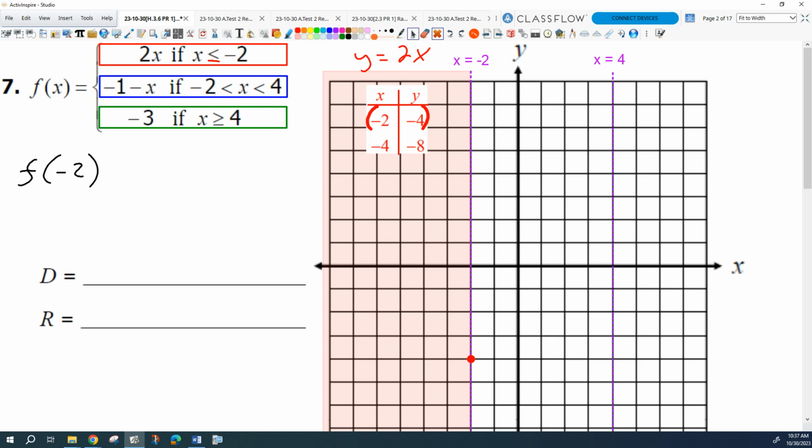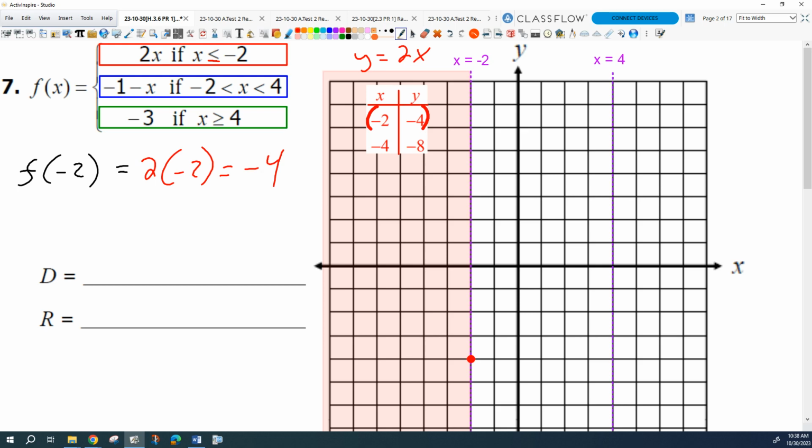When we know it's row 1, we plug it in. And so we would just get 2 times -2 equals, well, I plugged in -2, I guess. I meant to plug in -4, but you get the idea. 2 times -2 is -4, and that's how we would have gotten our -4. Okay?